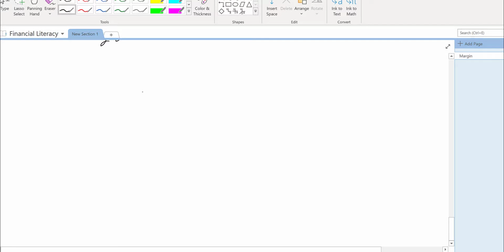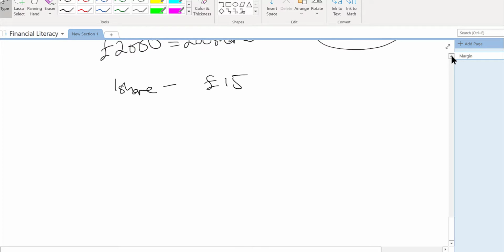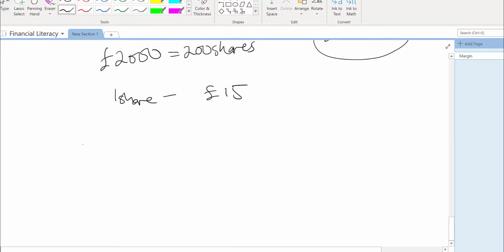If, for example, you find out that things were really going well for the company you have shares with, and the share price increased, so one share in that company is now worth £15. So it's gone up by £5, right? And you're like, ooh, I'm going to sell my shares. You're going to sell all the 200 shares that you have.